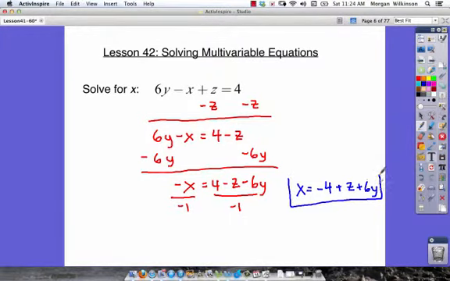Sometimes these problems with multiple variables are actually easier than problems with numbers because this is as far as we can simplify. We can't add because we don't know what z is, and we can't add and multiply because we don't know what y is. We've got our final answer. Let's look at our next example.